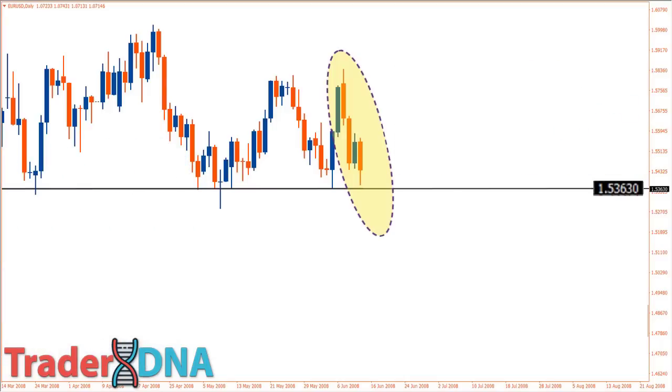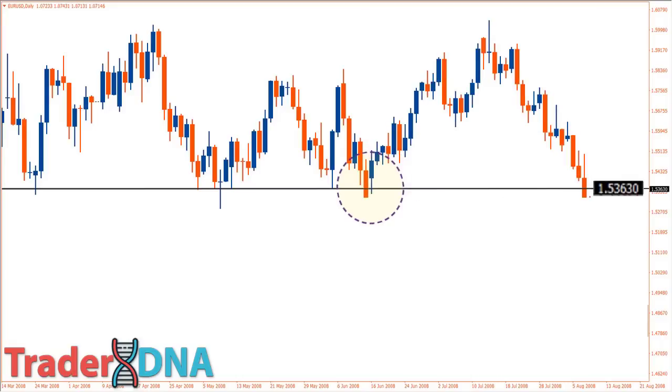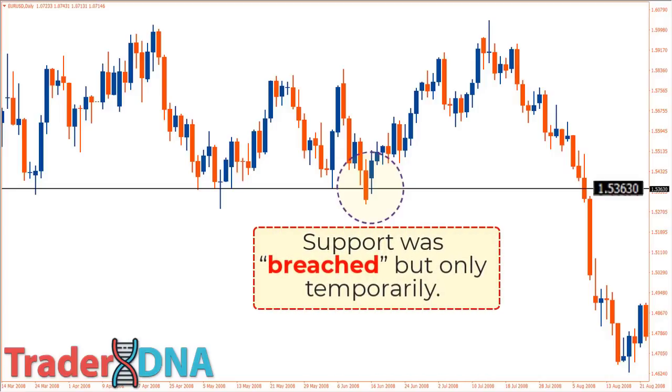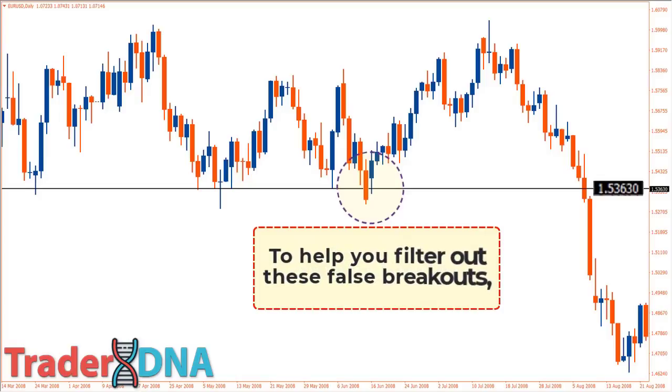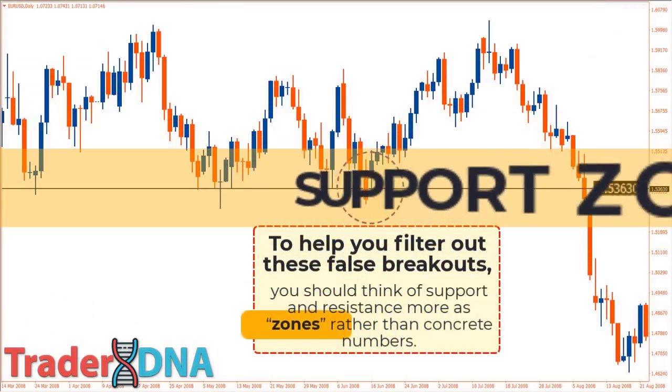Let's take our same example from above and see what happened when the price actually closed past the 1.5360 support level. In this case, the price had closed below the 1.5360 support level, but ended up rising back up above it. If you had believed that this was a real breakout and sold this pair, you would have been seriously hurt. Looking at the chart now, you can visually see and come to the conclusion that the support was not actually broken. Support was breached, but only temporarily. To help you filter out these false breakouts, you should think of support and resistance more as zones rather than concrete numbers.